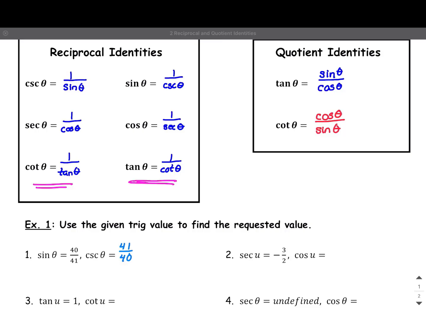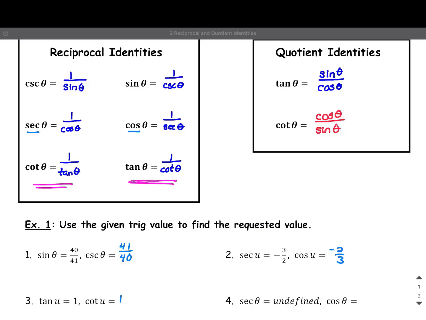So if the secant of u is negative 3 over 2, then the cosine of u, and remember, secant and cosine are reciprocals, we just flip that over to negative 2/3. And in number 3, if we know that the tangent of u is 1 and we want the cotangent, tangent and cotangent are reciprocals. So the reciprocal of 1, remember 1 is 1 over 1, so when we flip it, we still get 1 over 1. The reciprocal of 1 is just 1. It doesn't change. They happen to be the same.